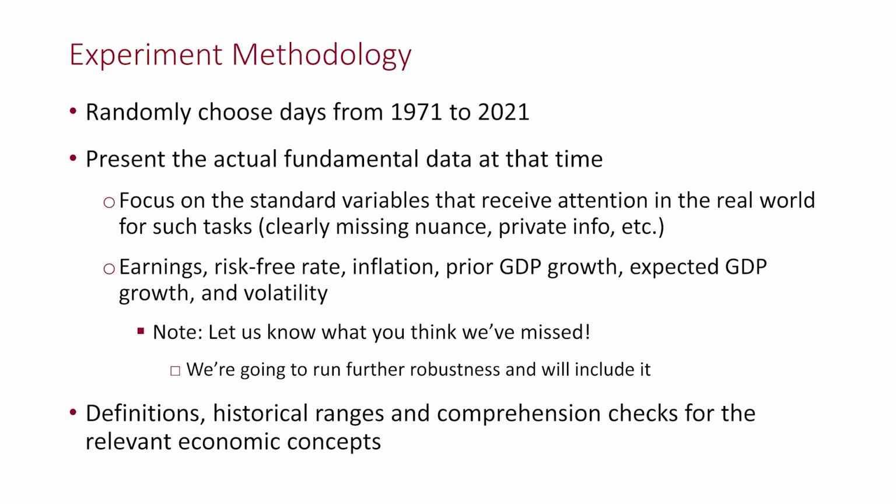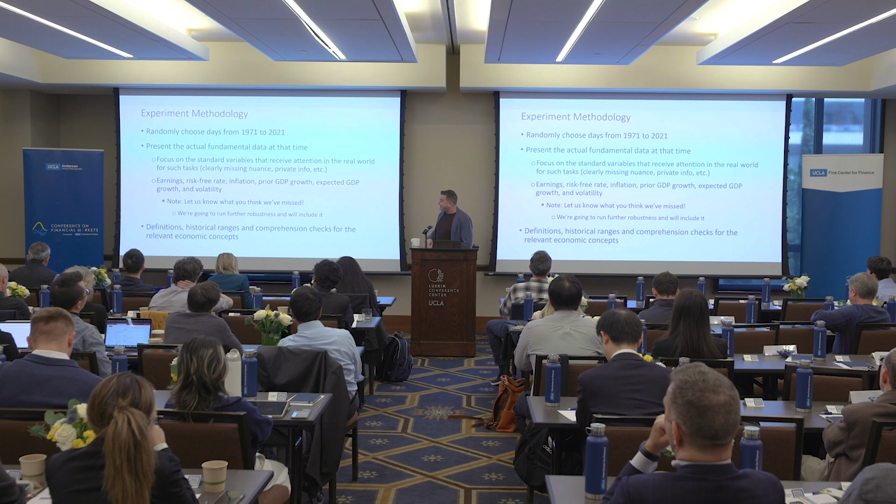We want to be very upfront. We're showing people about 6 numbers. There's a lot more information out there in the world. There is private information. There is nuance. All sorts of things are important. We are going to be missing that. Now, we're also going to be shifting prices by about 40%, so hopefully this would be enough to give a good idea. We're going to show information on earnings, the risk-free rate, inflation, prior GDP growth, expected GDP growth, and volatility.